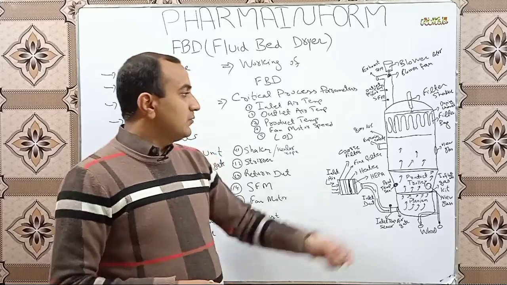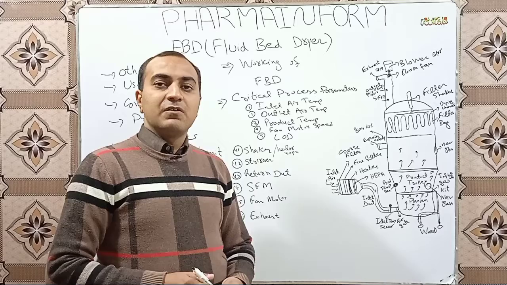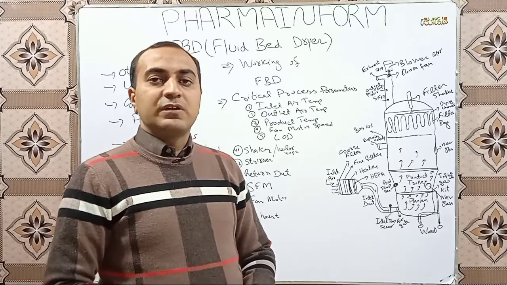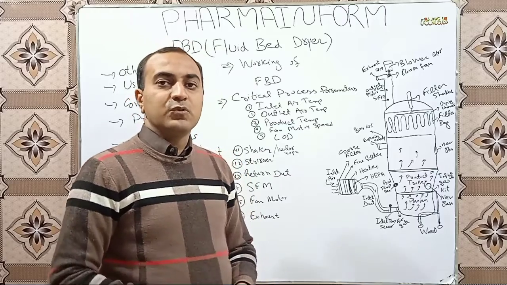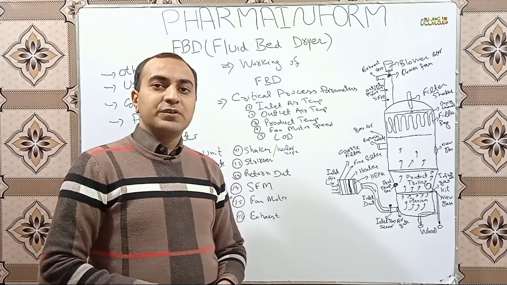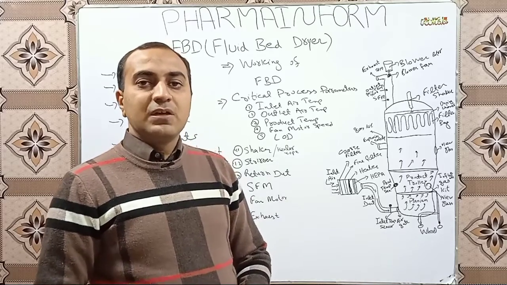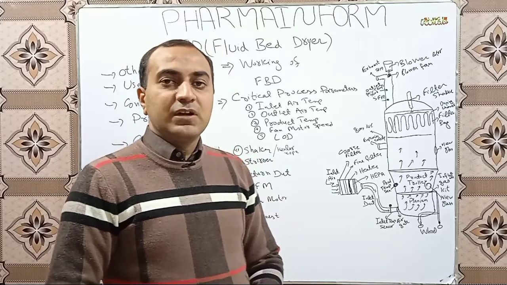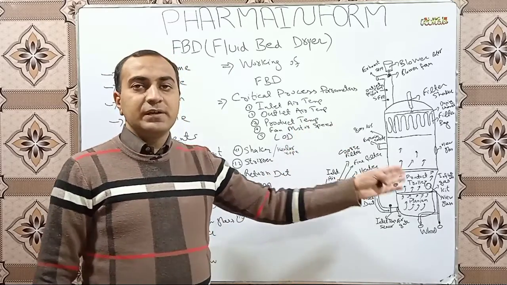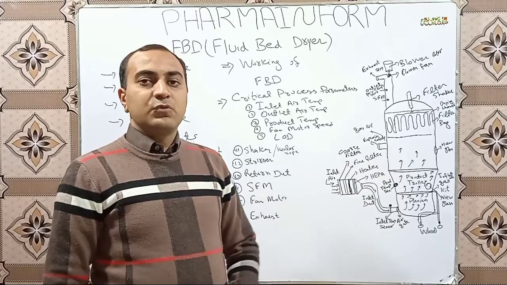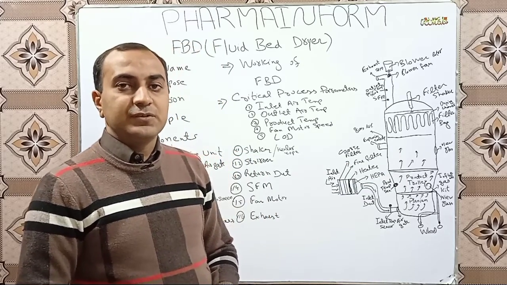Vertical FBD, as you can see in the diagram, is commonly used in pharmaceutical industries. Horizontal FBDs are also used, but those FBDs are used for continuous drying processes, and this FBD is used for the batch drying process. We will discuss the horizontal FBD in the next video. This video is completely about the vertical fluid bed dryer, which is most commonly used in the pharmaceutical industries.